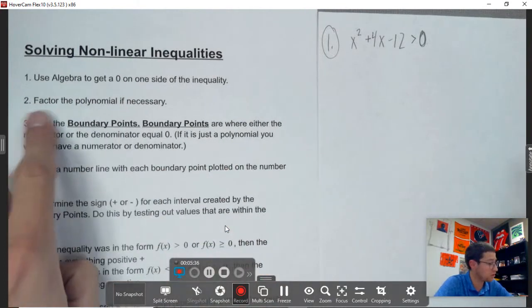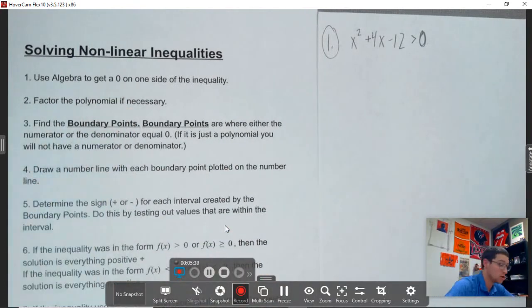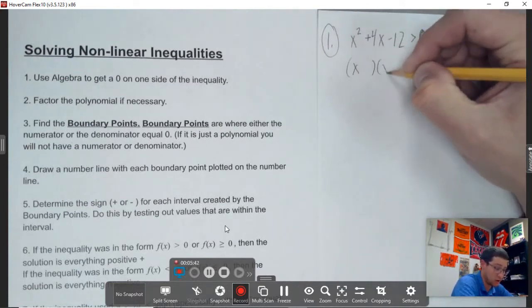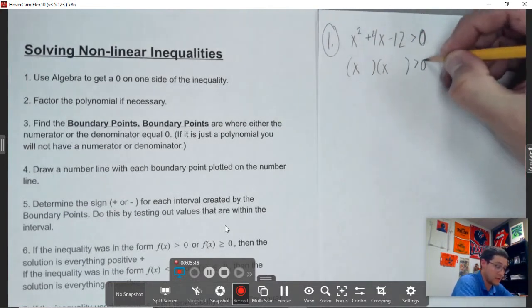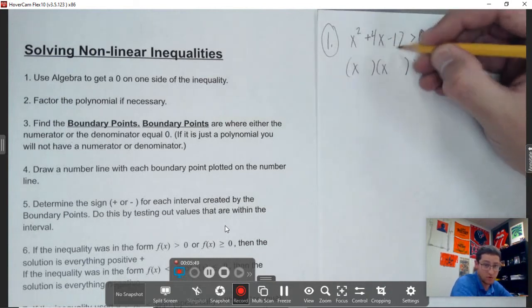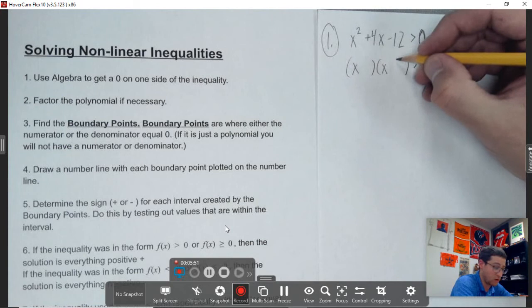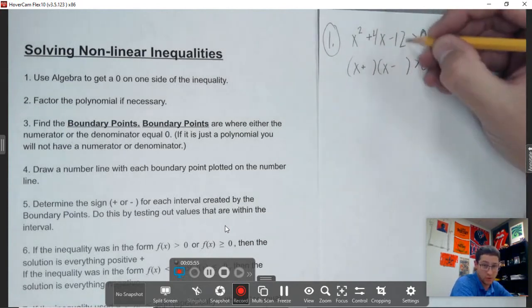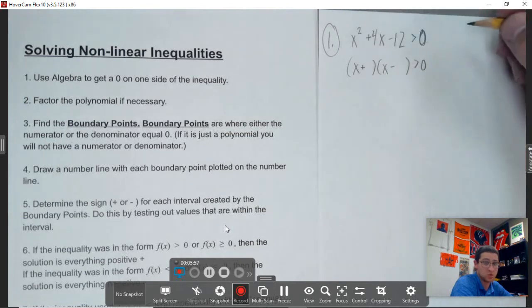Okay, so factor the polynomial if necessary. That's what we're going to do first. So let's go ahead and factor. Here's our classic trinomial factoring, right? And we're going to keep the greater than 0 part. We're going to think of numbers that we can multiply to get negative 12. We know one of them is going to be negative, one's going to be positive. So think of numbers that we can multiply to get to 12, but then add up to 4.